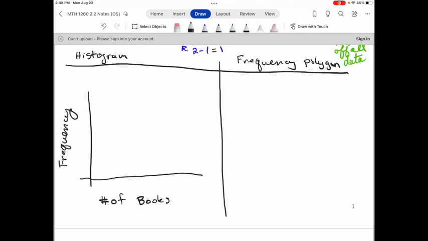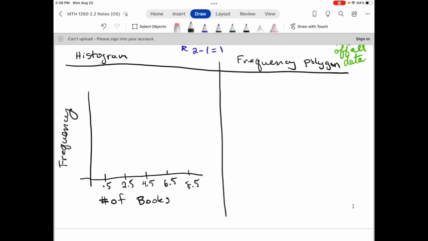Okay, now we're going to use our class boundaries. We're going to start at 0.5 and we're going to go to 2.5. That will represent our first bar. Then 2.5 to 4.5 will be our second bar, and then 4.5 to 6.5 will be the third bar, and then 6.5 to 8.5 will be the last bar, or the fourth group.